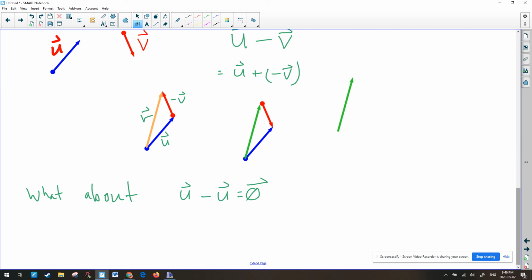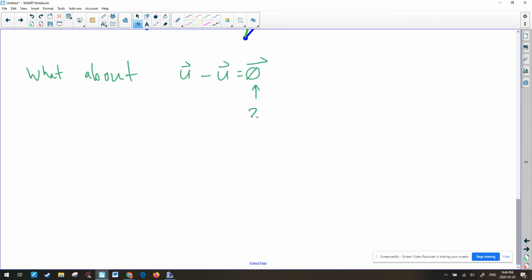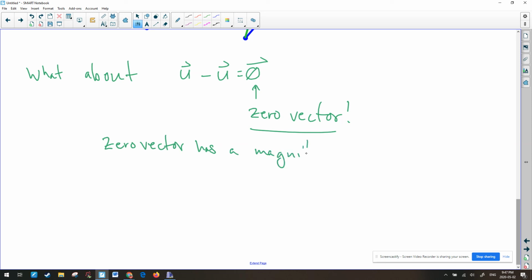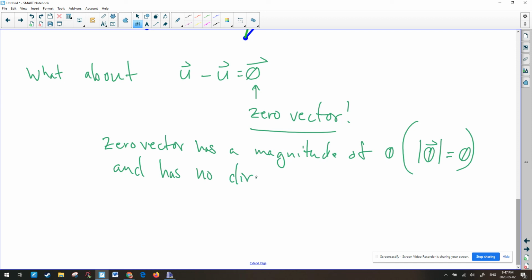Okay. So, an interesting thing about the 0 vector, because that's what this is right here. This is the 0 vector. The 0 vector has a magnitude of, unsurprisingly, 0. This is how we would write that: the magnitude of the 0 vector equals 0. So the 0 vector has a magnitude of 0 and has no direction.